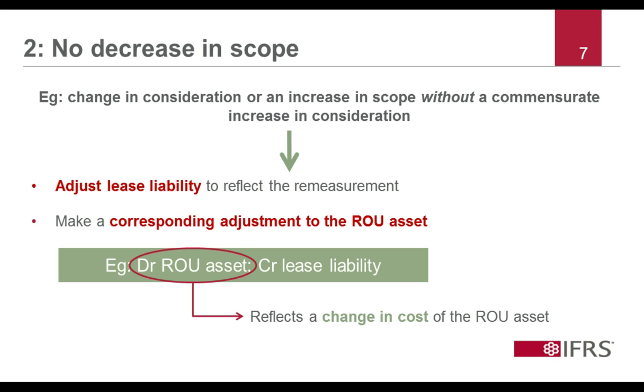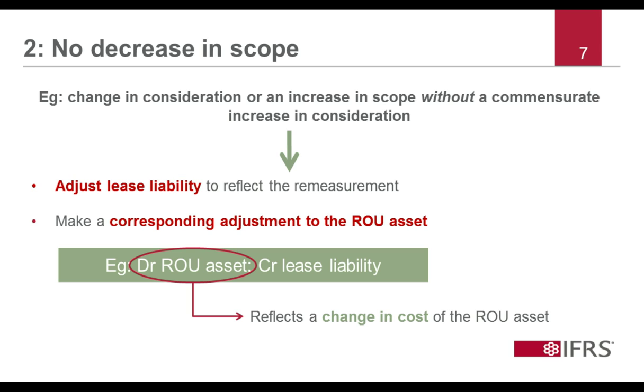In these cases, the lessee adjusts the lease liability to reflect the remeasured amount that we talked about on the previous slide. The other side of the accounting entry goes to the existing right-of-use asset, i.e. debit right-of-use asset, credit lease liability. In this case, the debit to the existing right-of-use asset represents a change in the cost of the right-of-use, or it represents an increase in the cost of the right-of-use if the modification increases the scope of the lease.